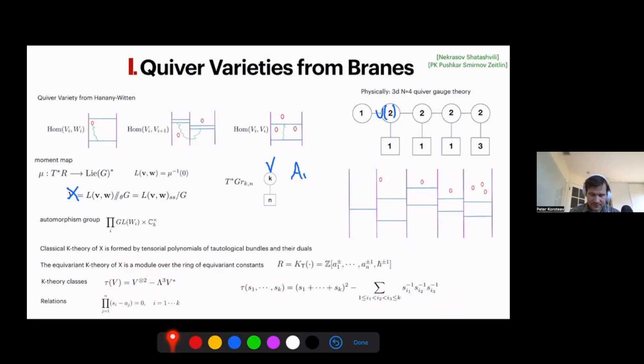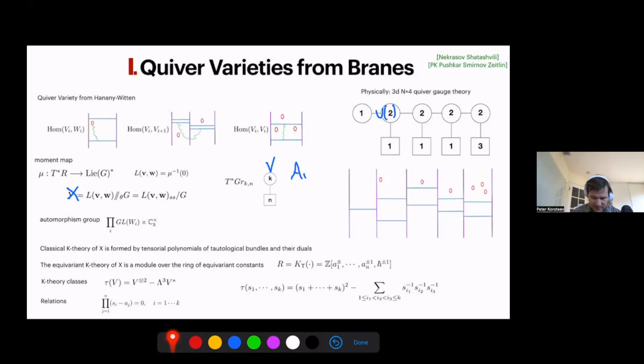The classical relation is a class in the equivariant K-theory of the space, and then you also need to think about the framing. Those AJs are the framing fugacities, framing parameters. Then this is the relation that you need to impose. If you expand the polynomial, you will see that you have symmetric polynomials, so there are symmetric relations on those.